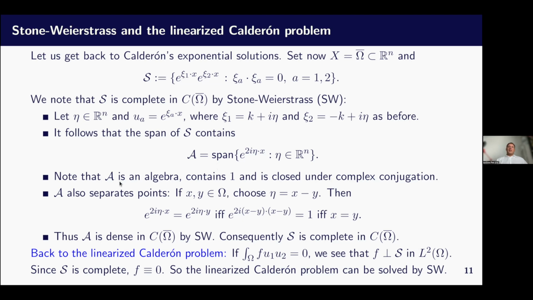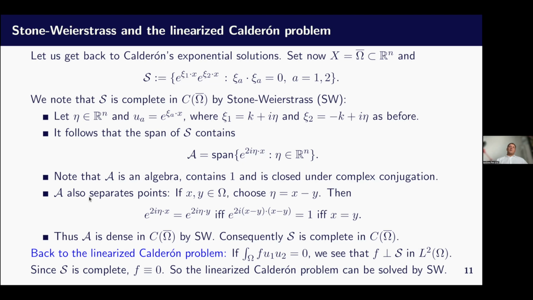So now we see that this A is an algebra, because if you take a product of two functions of this type, you get a function of the same type. It contains 1, you take eta to be 0. It's closed under complex conjugation as well, as it just flips the sign of eta.